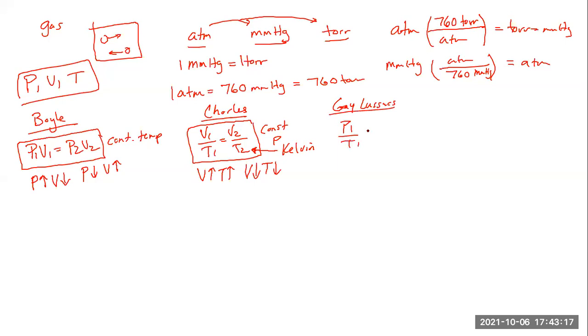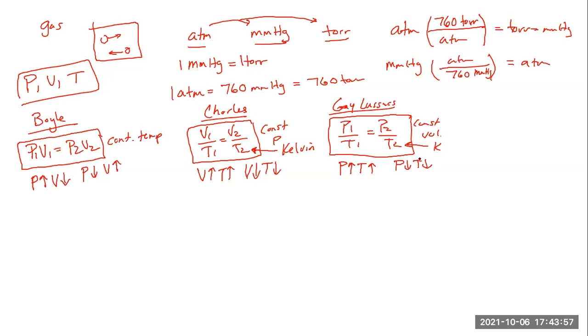P1 over T1 is equal to P2 over T2. And this would be at constant volume. So what we have here is the same situation. We do have temperature, so obviously it does need to be in Kelvin. But what happens in this particular occasion is as the pressure goes up, so does the temperature, and as the pressure goes down, so does the temperature. It's because in this situation, the volume is pretty much locked into place. There's no way for it to go up or down. It's got to maintain exactly where it is.